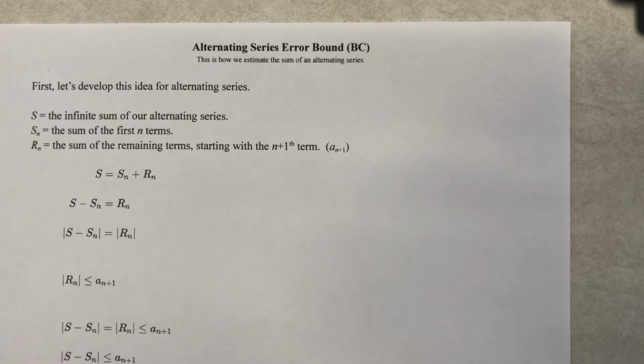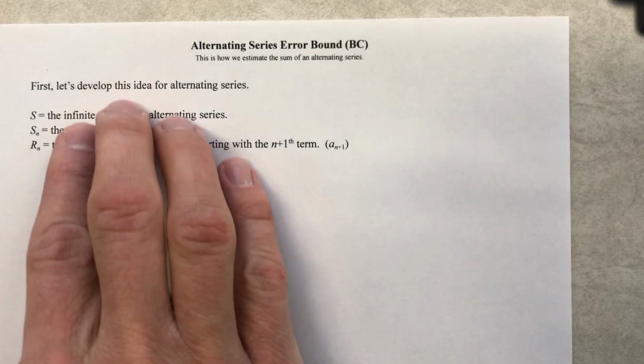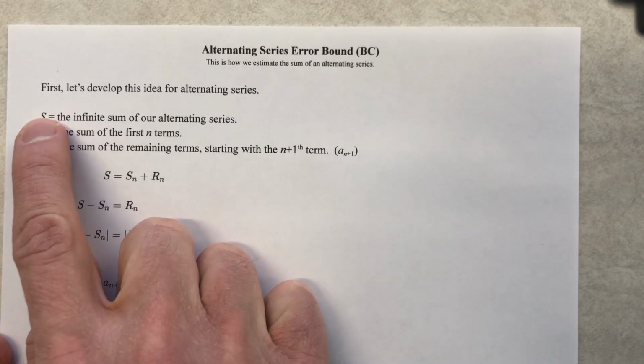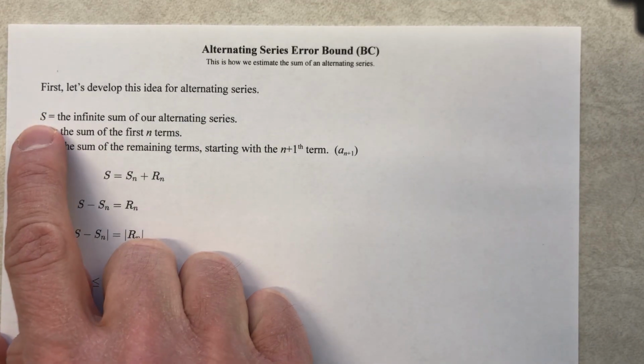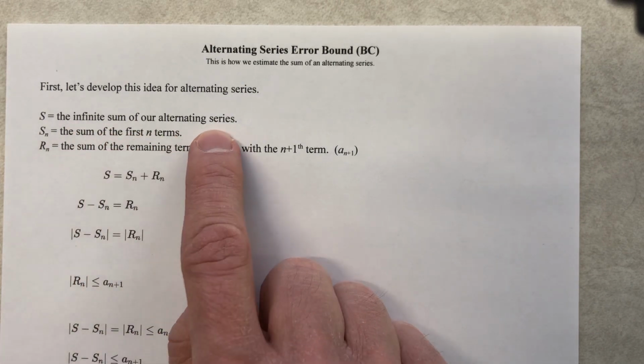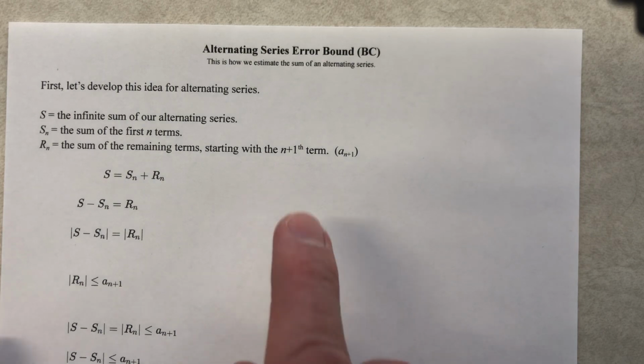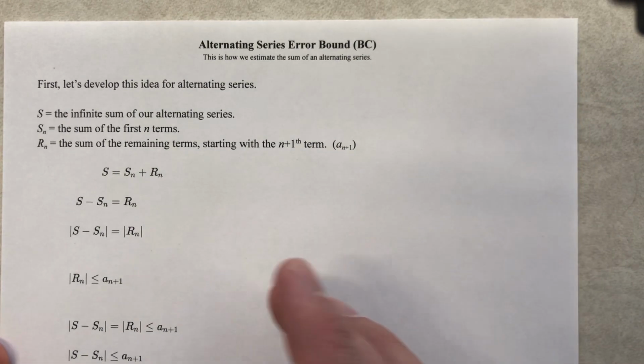Let's talk about the alternating series error bound. This is going to take us a couple of minutes to really unpack, but here goes. We're going to have a few variables, and the first one is S, which is the infinite sum of an alternating series. An alternating series is when your signs switch back and forth, like positive, negative, or starting with a negative.